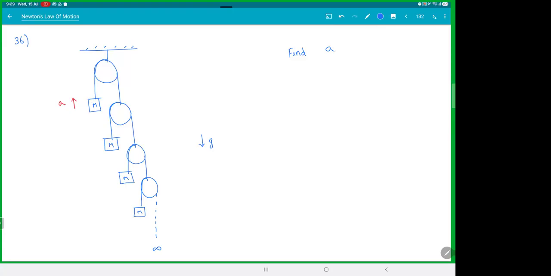Think about this problem, I'll give you a minute. Then I'll tell you something, then I'll give you more time. Think whatever you will do. All blocks have the same mass m. There are infinite blocks.